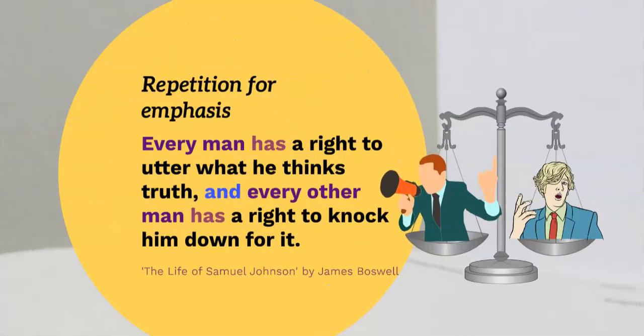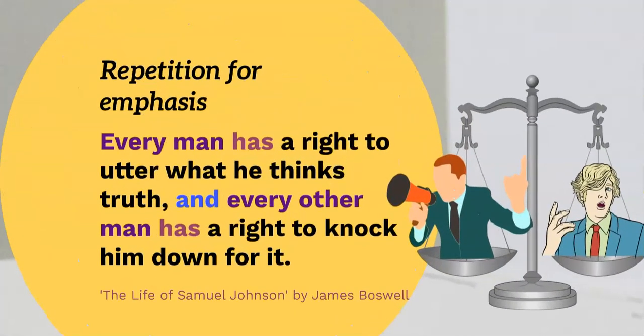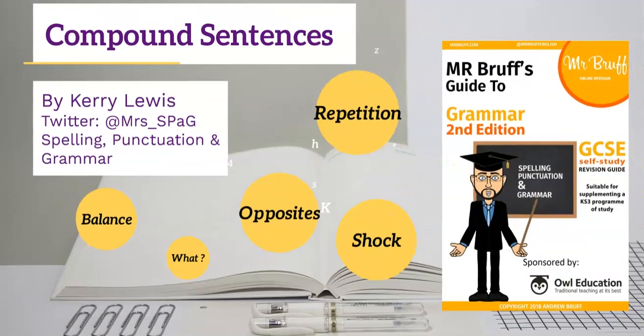Finally, Samuel Johnson uses repetition for emphasis. Every man has a right to utter, that's say, what he thinks truth, and every other man has a right to knock him down for it. In this context, knock him down means disagree with him and argue back. So Johnson's repetition of every man has a right to emphasises his point about the importance of freedom of speech and living in a democracy.